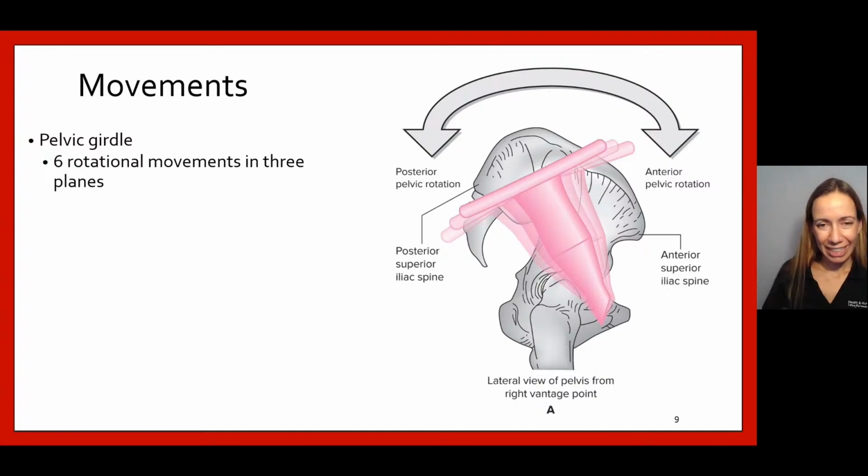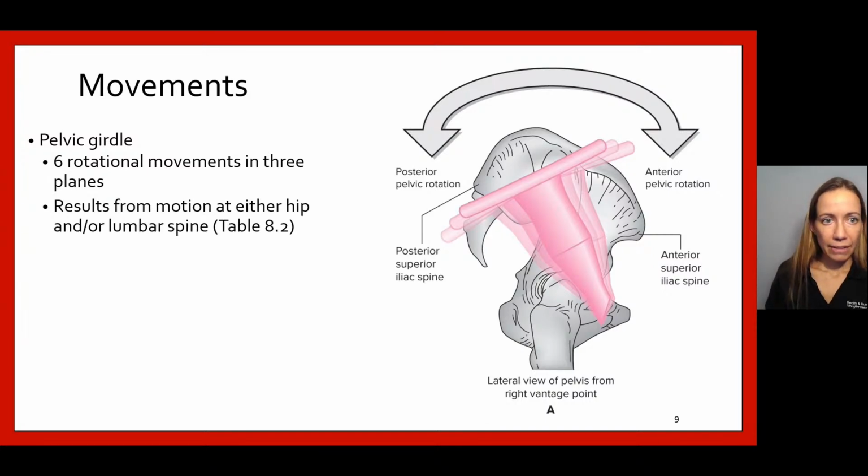However, the pelvic girdle, unlike the steering wheel analogy, can move in all three of the planes, so not just a sort of right-left twisty movement. We're also going to have rotation, which occurs anteriorly and posteriorly, as well as some lateral rotations. And of course, it's not actually the bones within the pelvic girdle that are rotating. So this isn't a joint movement like we've been learning about. Rather, the pelvic girdle movements occur from motions at the hip as well as from the lumbar spine.